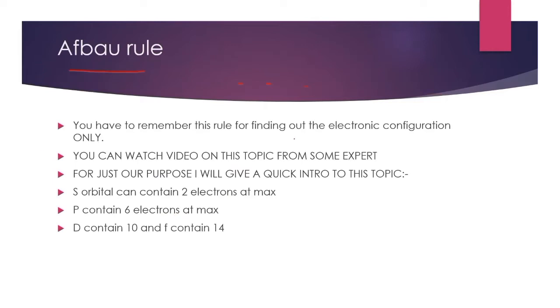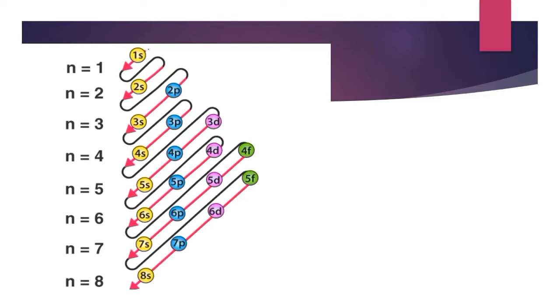The Aufbau rule or Aufbau principle states how the orbitals are filled up by electrons one by one. So we know the S orbital contains 2 electrons, the P orbital contains 6 electrons, D contains 10, F contains 14. Now electrons are filled up in this order in non-hydrogen species. In hydrogen species, the electron directly moves from 1s to 2s to 2p like that. But this is in non-hydrogen species.